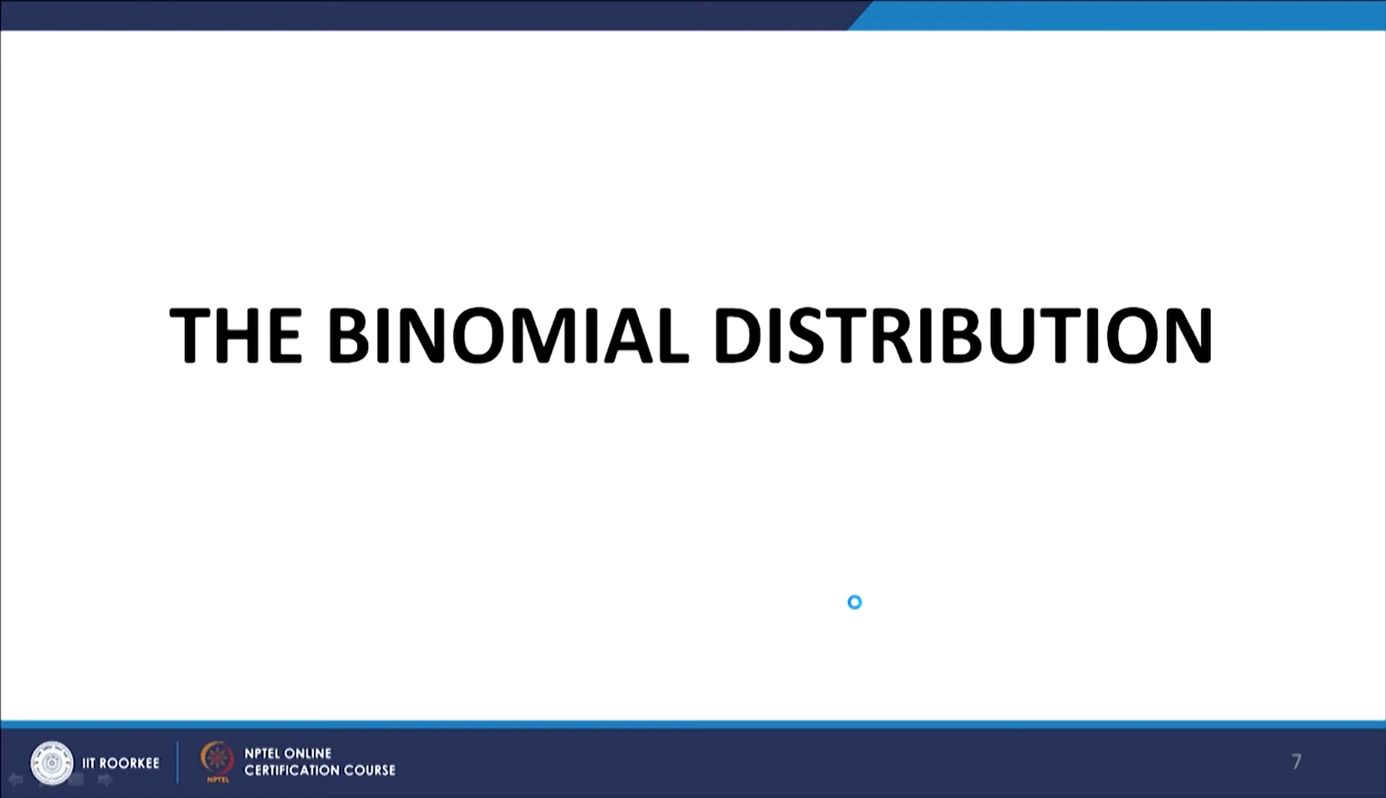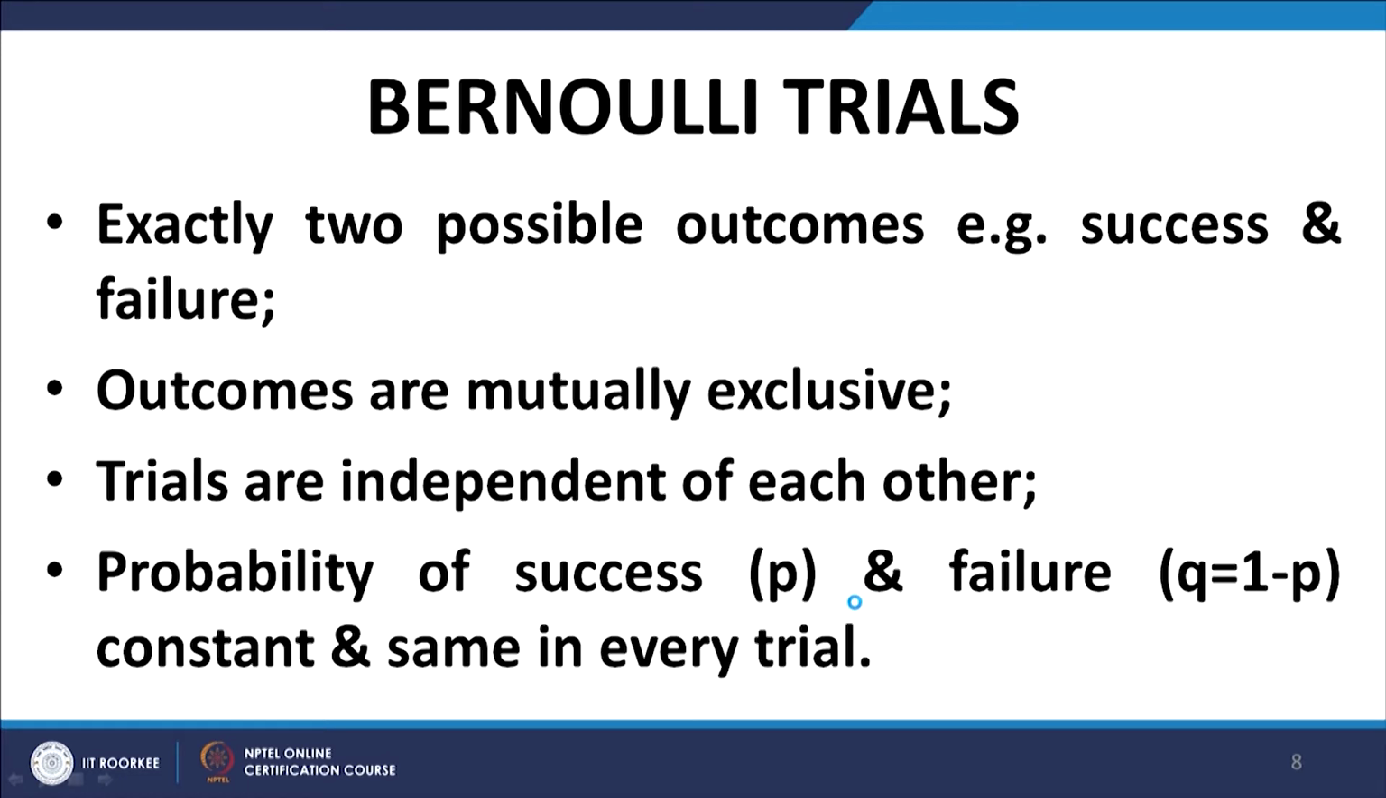Now, we come to the binomial distribution. Before we talk about binomial distributions, because the binomial distribution is directly related to an experiment that involves Bernoulli trials, let us understand what Bernoulli trials are. A Bernoulli trial is a random experiment which has precisely two outcomes, exactly two outcomes. Let us call one of the outcomes a success and the other outcome a failure. The outcomes are mutually exclusive. In other words, there is no situation where both the outcomes can occur simultaneously. Either the success will occur or the failure will occur.